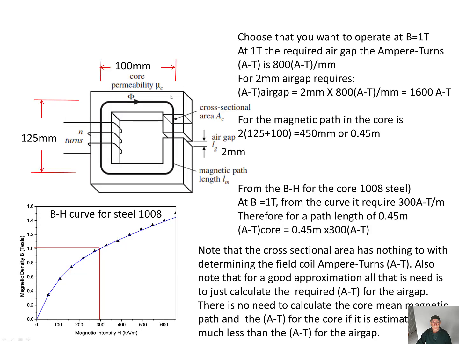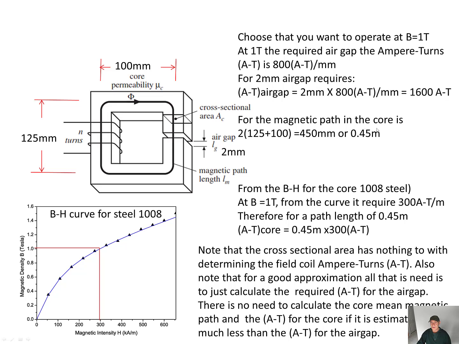Here's an example. This shows the magnetic path and the air gap, say 2 millimeters. At 1 Tesla, the required air gap ampere turns is 800. For a 2 millimeter gap, that requires 1600 ampere turns.